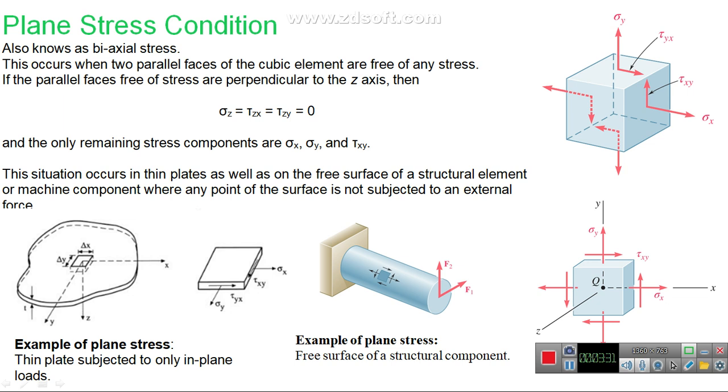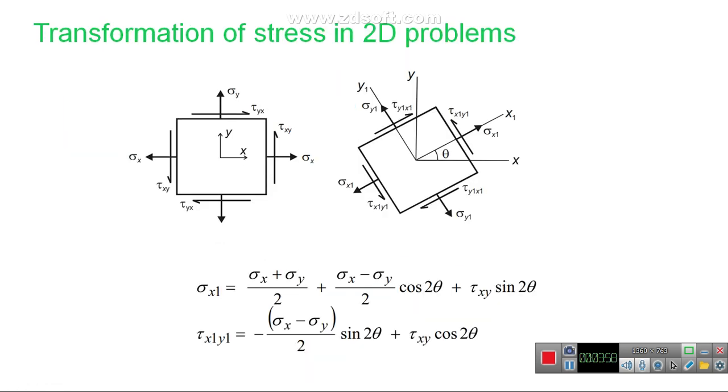Plane stress conditions also exist on the free surface of a structural element or machine component where any point of the surface is not subjected to an external force. In the cylindrical structural component, free cylindrical surface is under plane stress conditions since no external force is acting on it. Equations for normal and shear stresses acting on an arbitrary plane inclined to the plane with known stress can be deduced in algebraic form from first principles. Such expressions are called stress transformation equations.